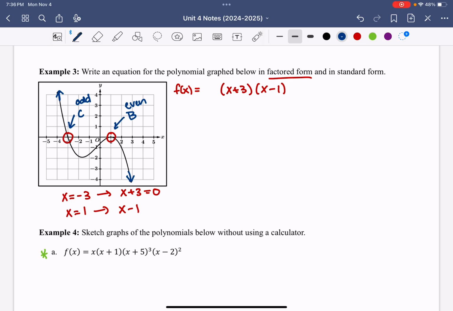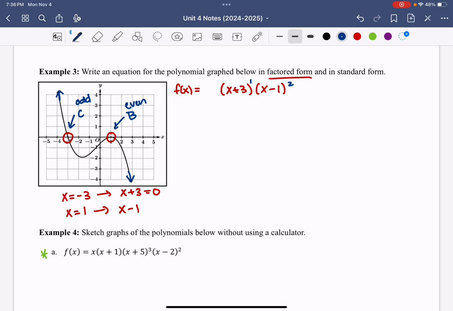I don't know if this is a cubic. I don't know if it's a quintic polynomial. I'm just going to choose one because that's going to dictate what something else is a little bit later on. So maybe we say this is a cubic. I'm going to make x plus 3 have a multiplicity of 1, and then x minus 1 have a multiplicity of 2.